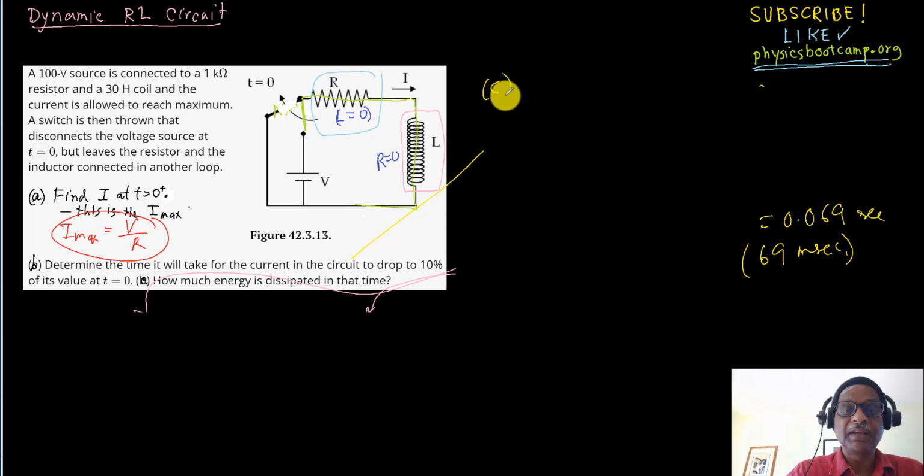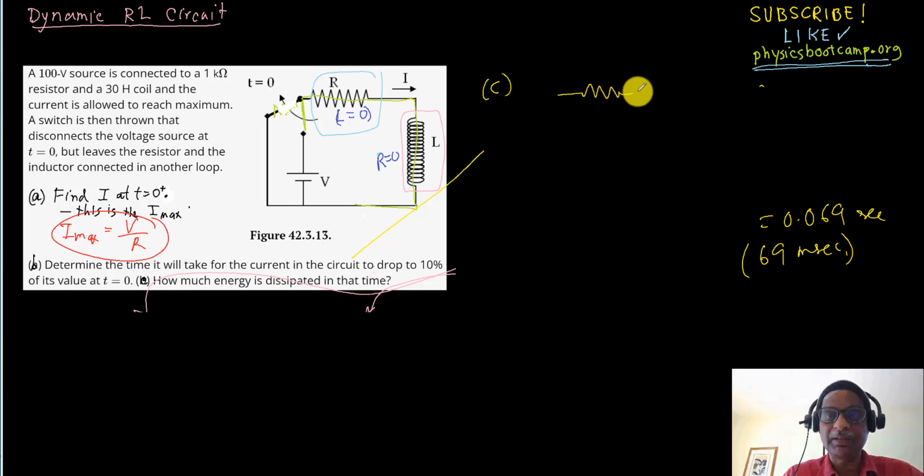How do you do C? How much energy is dissipated in that time? Well, let's look at the circuit. You have a circuit.